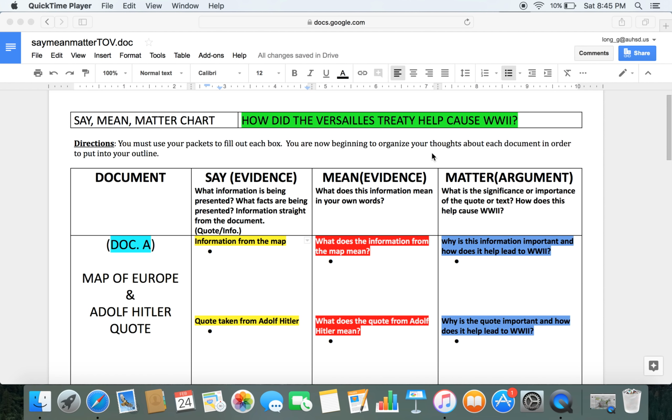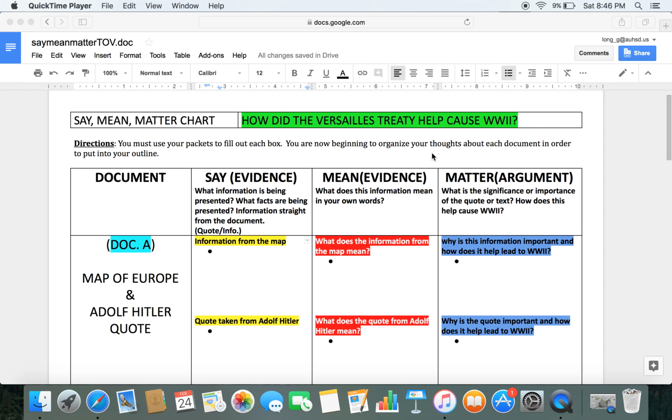For example, if we're taking a look at document A, which is the map, the map is really important because you can still pull information from there, even though it's not a quote or it's not a paragraph. So what facts are being presented? Information straight from the document. So it's either going to be a quote or it's going to be information.